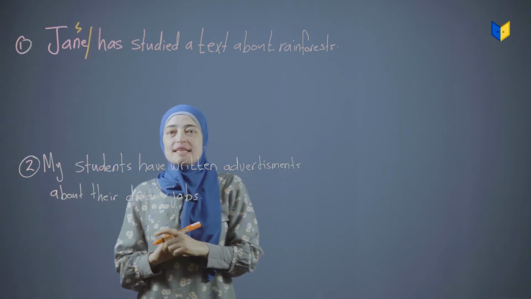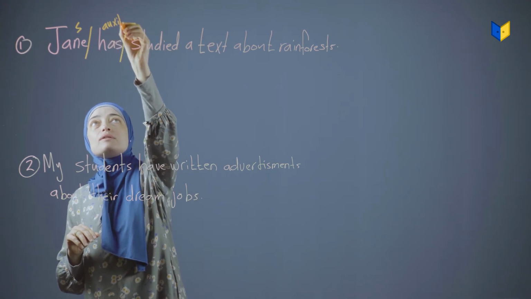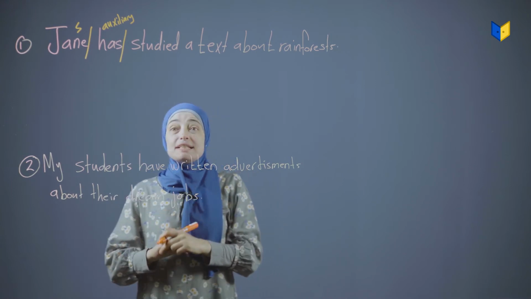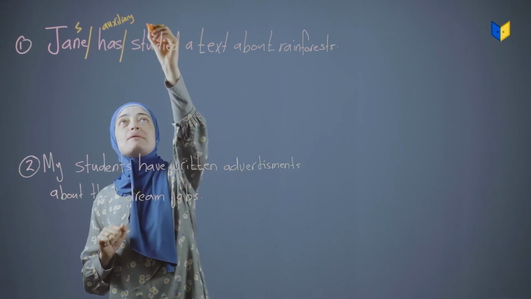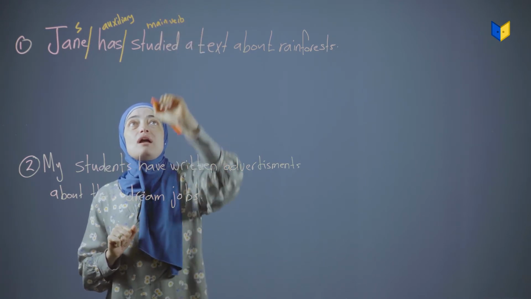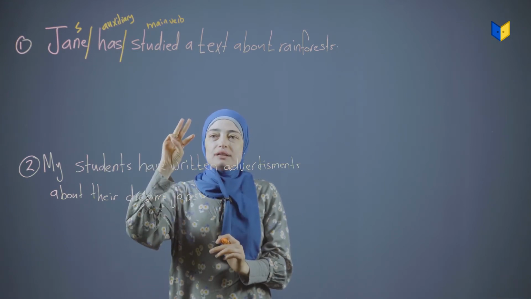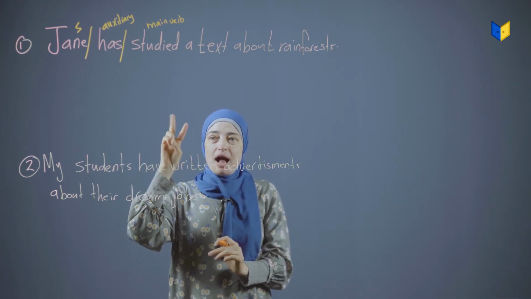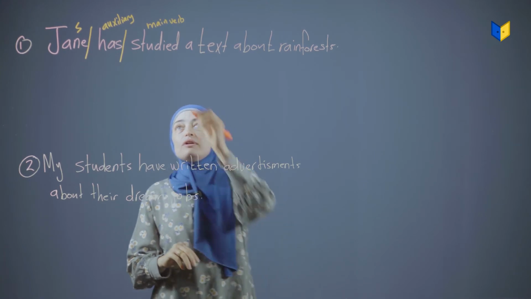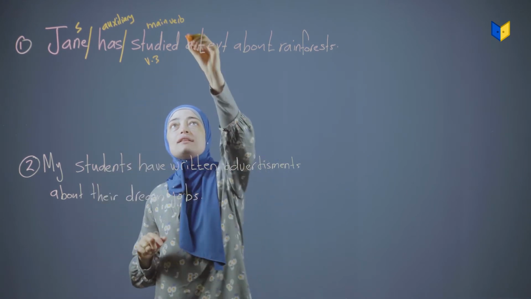Has studied. What is has? It is what? Auxiliary or helping verb, which means فعل مساعد. And studied, it is the main verb, هو الفعل الرئيسي بالجملة. Okay, what tense is it? Okay, verb 1, I mean present, past or past participle. Yeah, it is verb 3, right? Which is what? Past participle, right?